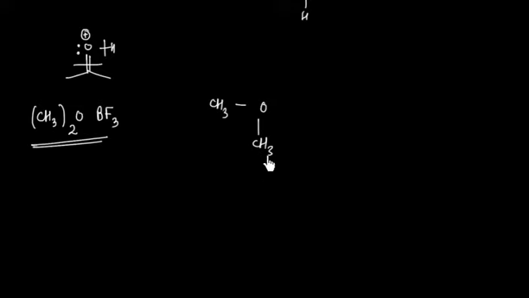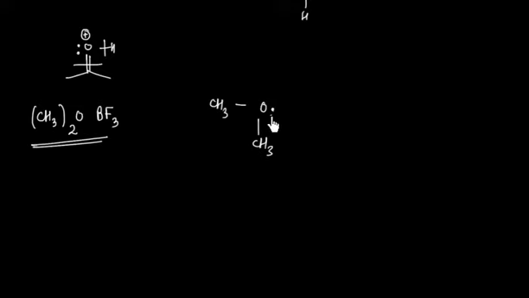Let us say this molecule slightly looks complicated, but it is not exactly complicated. You can always write CH3 twice O, and then I have BF3. Now this molecule is basically made up of two parts. CH3 twice O has 2 lone pairs, and now I have BF3.